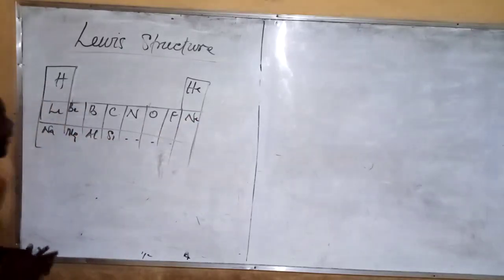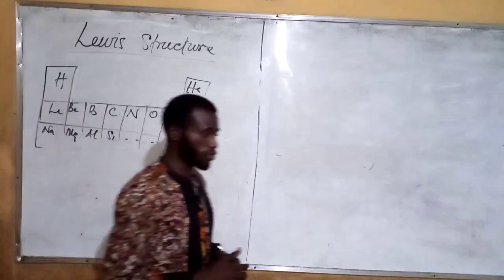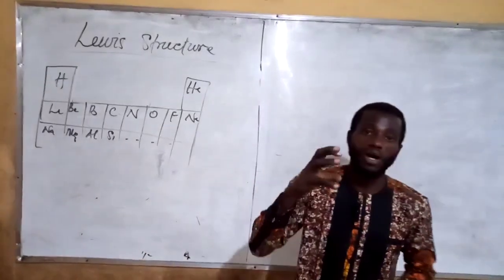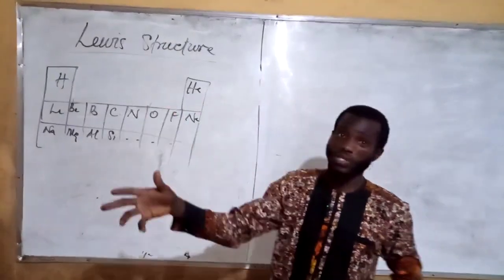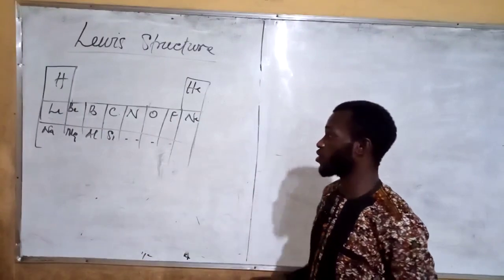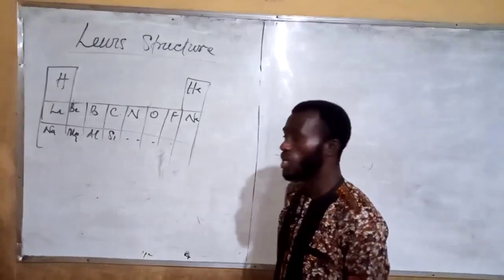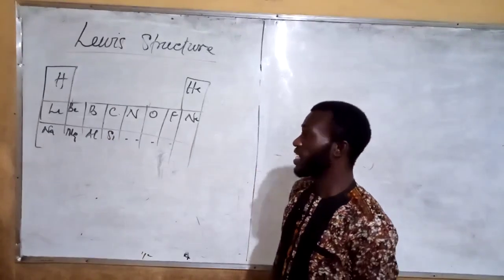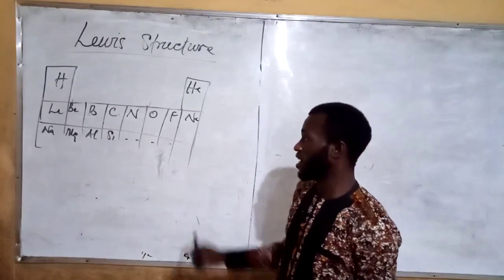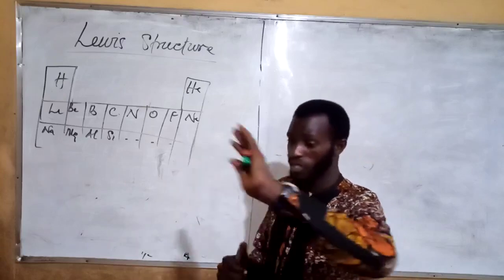Now, how do you draw a Lewis structure? First, I said that it is the structure that shows how many valence electrons an atom has. So, for example, let me pick carbon. Carbon has how many valence electrons? It has 4 valence electrons in its outermost electron shell. Don't be dismayed about how I got that.